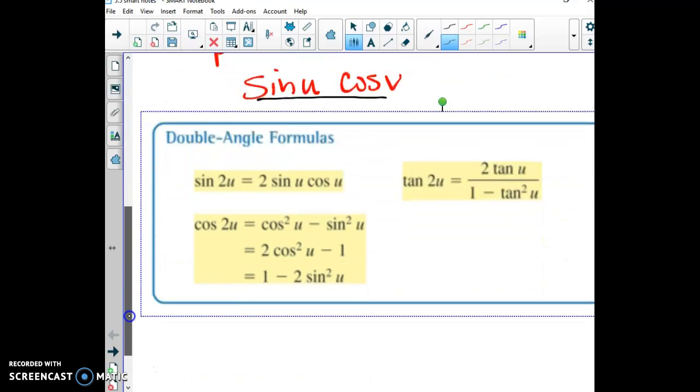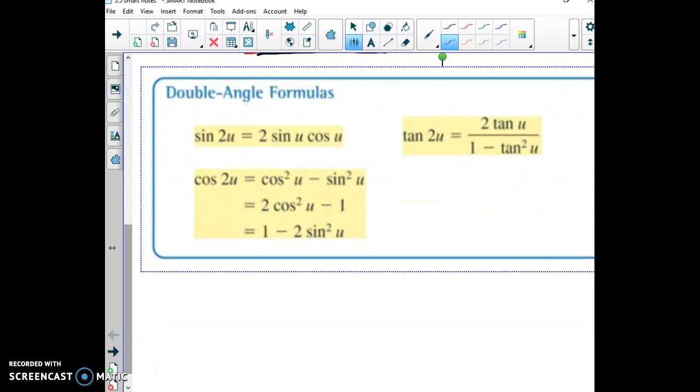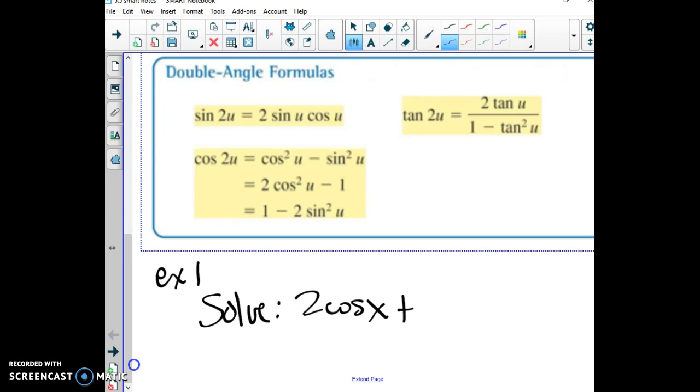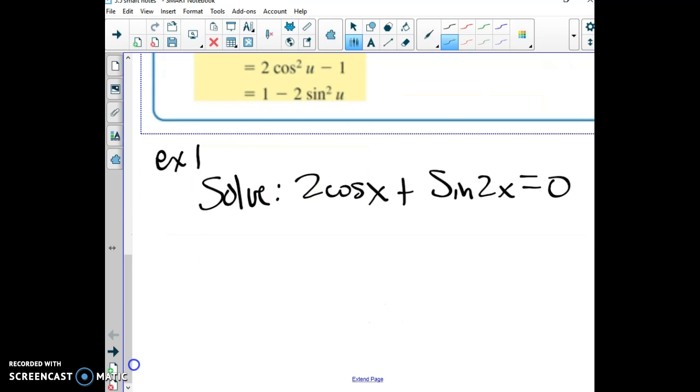So to get started, you can see we're starting with the double angle formulas, and I'm going to be working example 1, and this is in the book, and then we're going to do problem 11 together. So example 1 says solve. I like solve. That means we have an answer. Solve 2 cosine x plus sine of 2x equals 0.